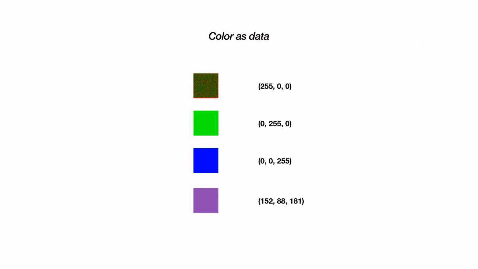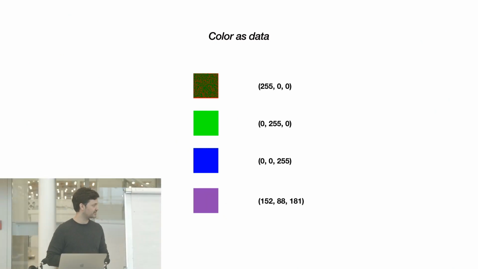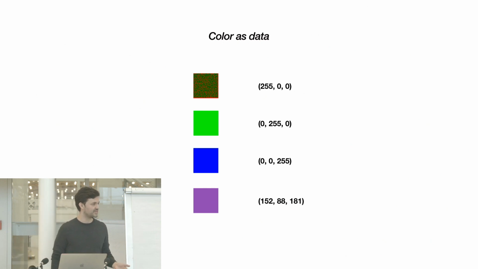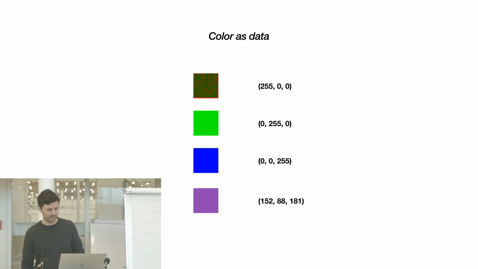And now you can see different colors represented as numbers with a certain encoding, which is defined by the ordering. You can see that red has the maximum red component and 0 for the others. Green has the maximum green component and 0 for the others. Blue is the other way around. But then you can also represent any color by a combination of these three. For example, this color is now 152, 88, and 181. Okay, so this is how our computers show colors.